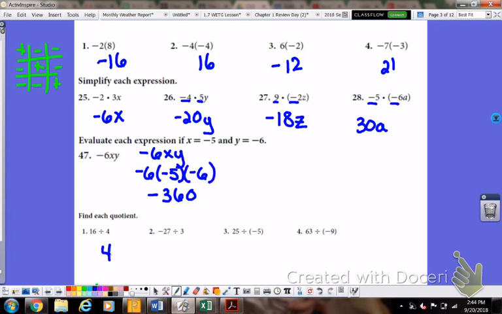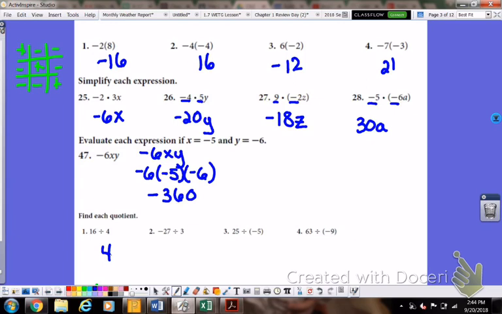Number 2, negative 27 divided by 3. Well, I know if I ignore the negative, 27 divided by 3 is 9. Negative, positive, you need to go back to your board. Negative, positive gives us negative. Oh boy. Okay, looks like we can keep going.